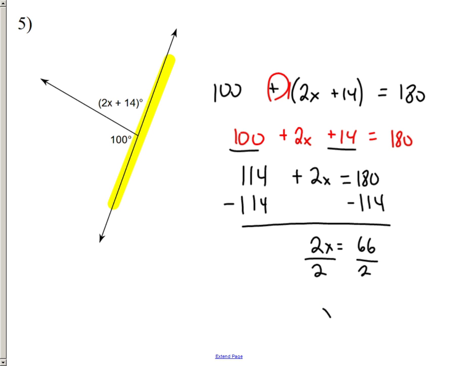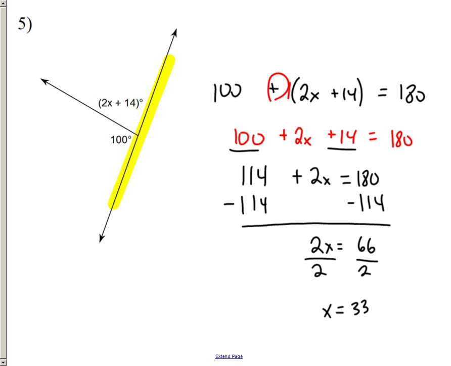I'm doing this in my head, so I'm hoping I'm not making any mistakes. So if they said solve for x, guess what? You've solved for x. If they said, would you please tell me how much this angle is? Well, that means that you have to place 33 in for that x right there.